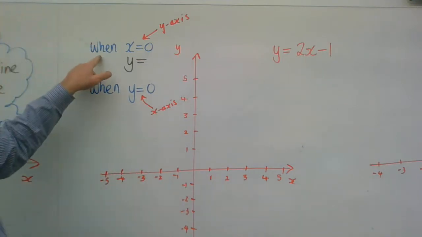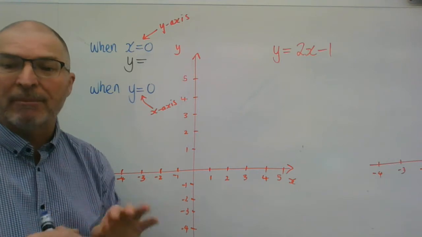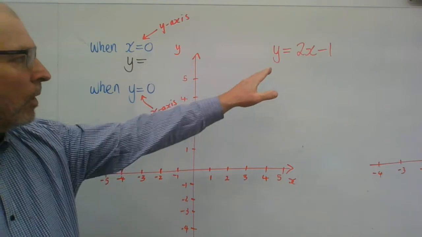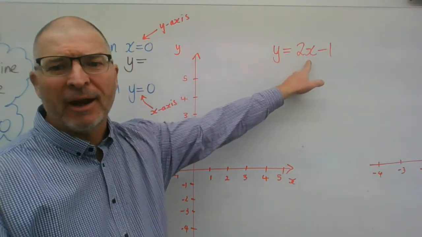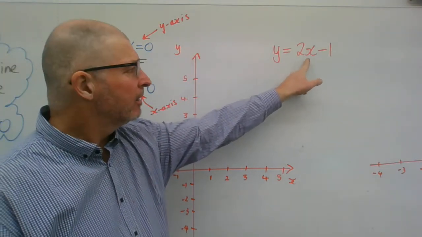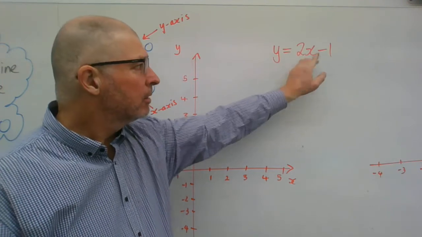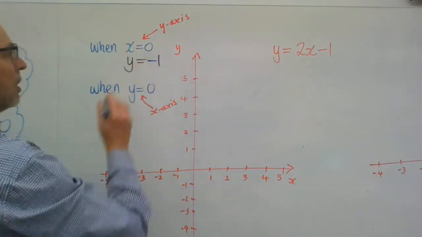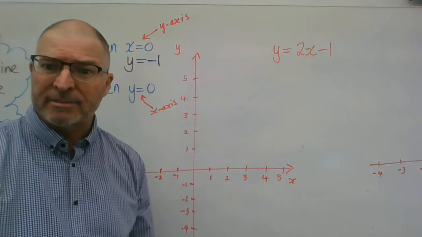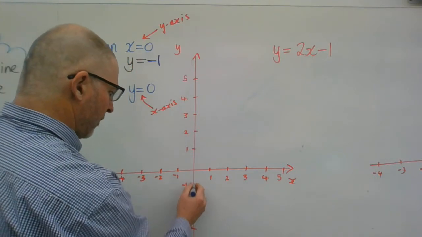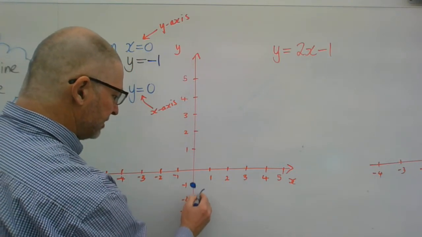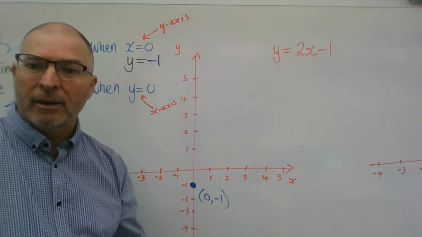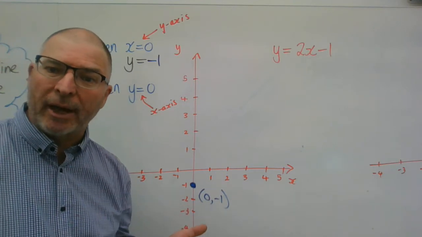So when x equals 0, and remember that's where something crosses the y-axis, when x equals 0, what is y? Well, I don't have to do any calculations written down, because 2 times 0 is 0. So y is just minus 1. When x is 0, y is minus 1. Right there. When x is 0, y is minus 1. I've drawn that point in. Now I just need one other point and I'll have a line.